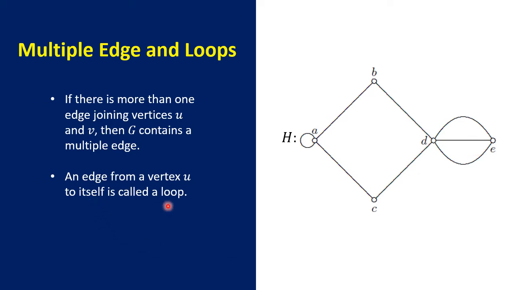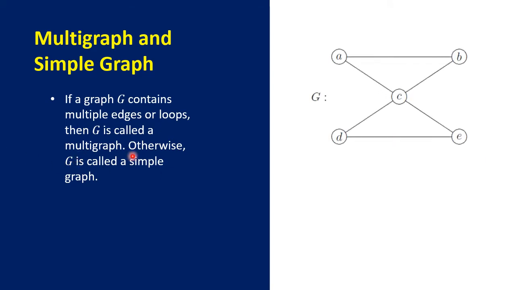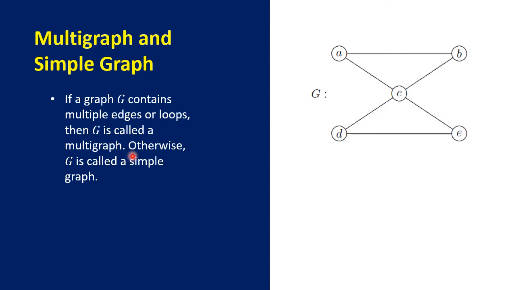What do we mean by a loop? An edge from a vertex U to itself. So for example, here we have a loop. It started at A and it ended at A. If a graph contains multiple edges or loops, we say that the graph is a multigraph. Otherwise, it's called a simple graph. So this graph that we had earlier is a simple graph because it doesn't contain multiple edges, right?